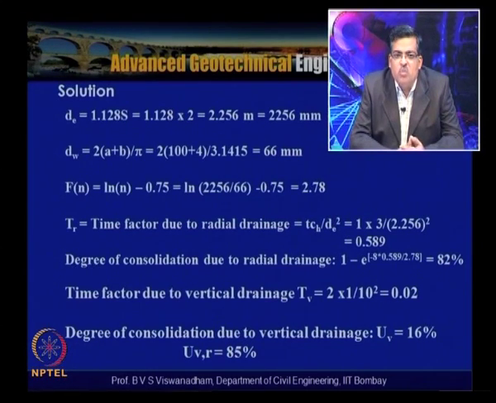By using TV is equal to pi by 4 into U by 100 whole square, calculate the UV, and using Carrillo's equation you can calculate UVR. Substituting UV equal to 16% and UR equal to 82%, we see that UVR is about 85%. So the degree of consolidation which can be achieved in 1 year's time by inserting drains at 2 meter spacing of the particular PVD selected works out to be of this order.